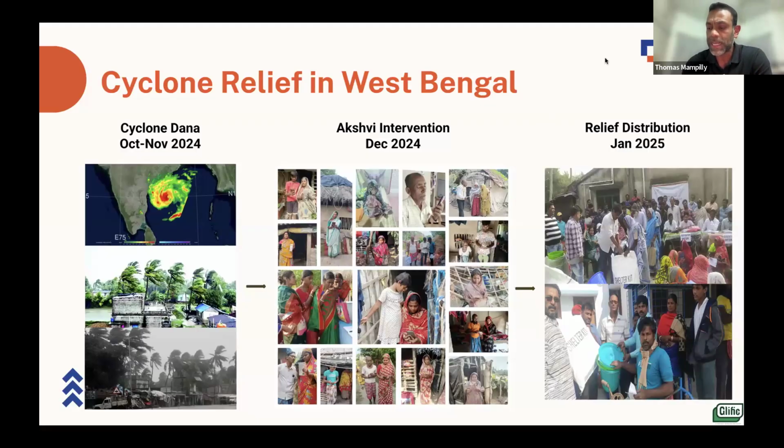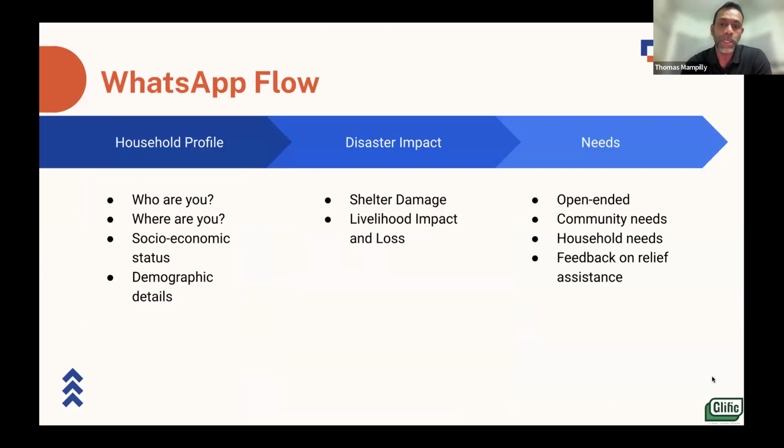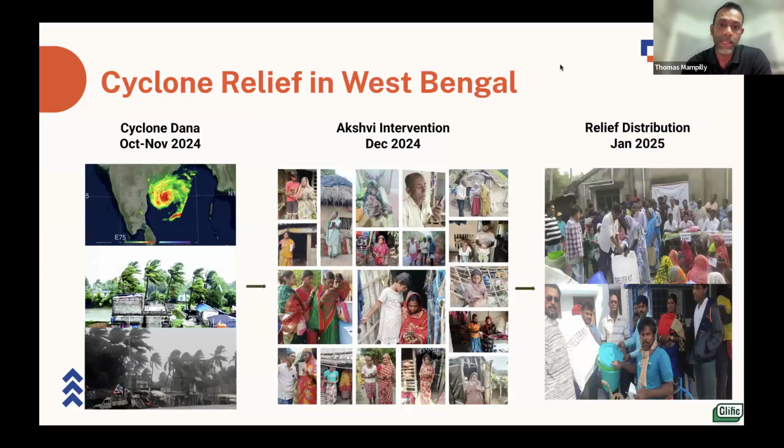Sometimes this is classified as two separate disasters because the cyclone hits and then there's flooding after it, right? So it's sometimes seen as two distinct events. Anyway, after that, we ran the intervention in December and then finally relief distribution in January of the next year.